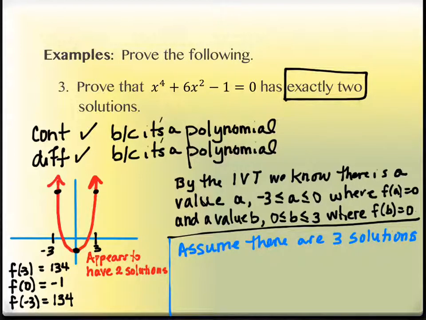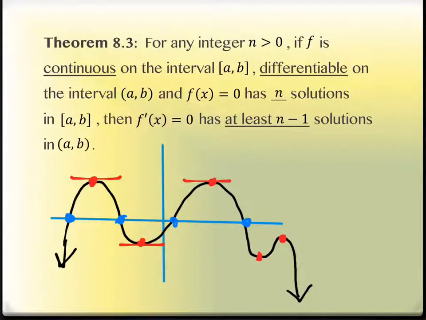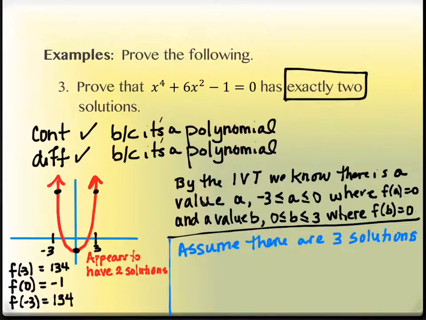Okay? Here's how we do that. Take a look back over here at Theorem 8.3. Theorem 8.3 says, if I have n solutions, then I will have n minus 1 places where I have derivatives of 0. So we're in the case right now where we are saying we have 3 solutions. We're trying to say, hey, it's not really 2 solutions. It's 3. If we have 3 solutions, how many places are we going to have with slopes of 0? 2. That's what this theorem says. Okay, so that's where we are now.